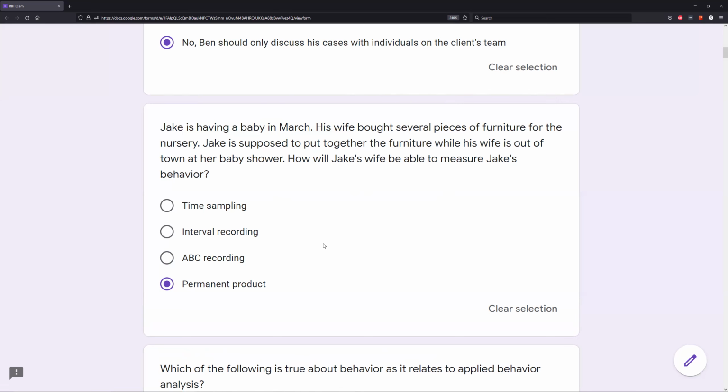As long as it's put together, she can measure it using permanent product, and she can say, yes, you've done it, or no, this is not what I want. So again, Jake's wife is going to use permanent product to measure Jake's furniture building behavior.